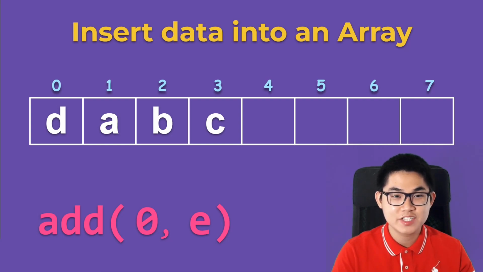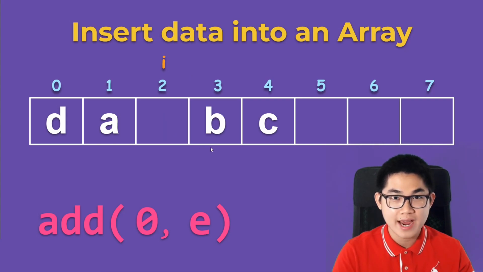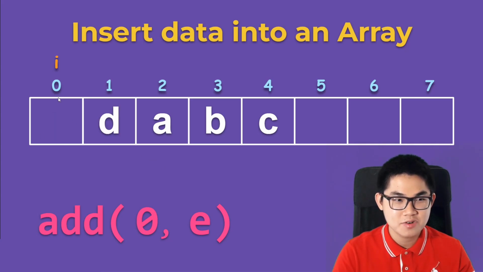The next step is to put I at the last letter inside the array, so at index 3. We move C to the right, we move I to the left, and repeat this process. So B to the right, and I to the left, and A to the right, and I to the left, and D to the right. Here, index 0 is available, so let's insert the letter E into the array.